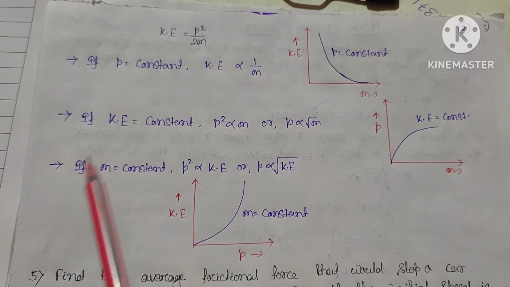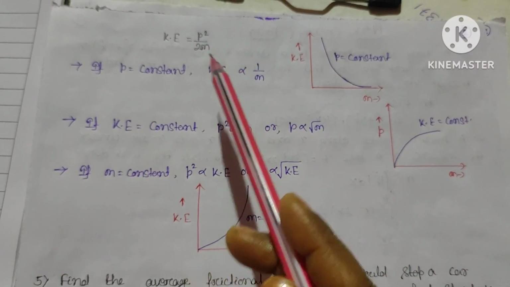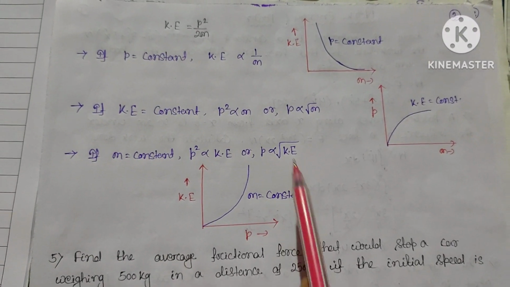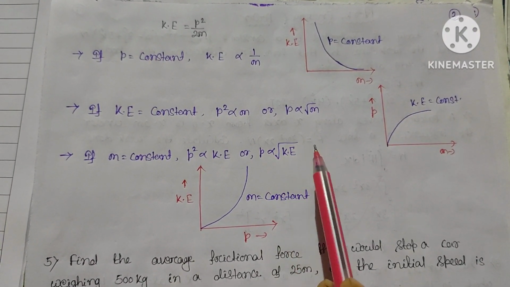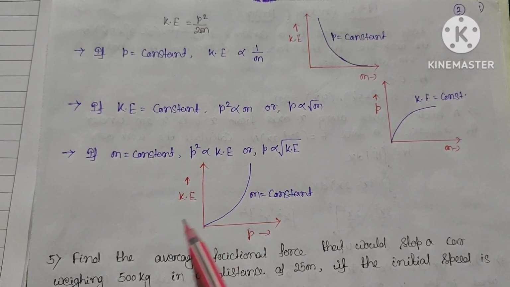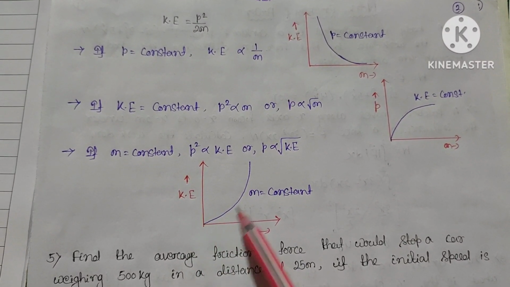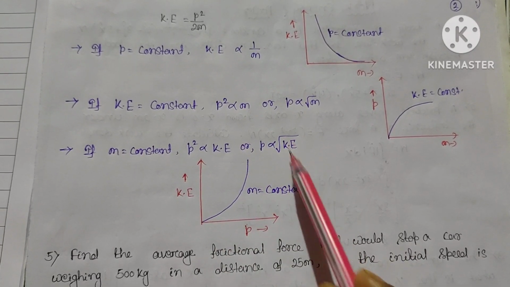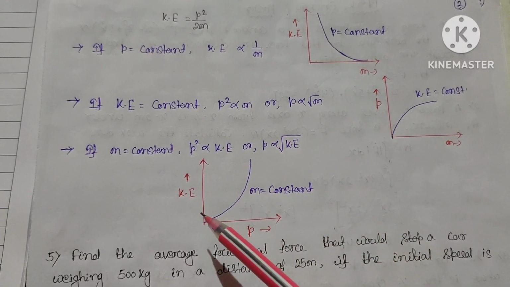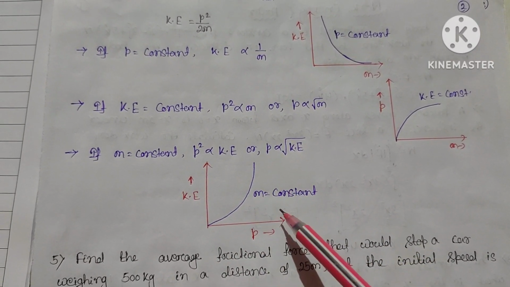Similarly, if mass is constant, then P square is directly proportional to kinetic energy, or we can show that P is proportional to the root over of kinetic energy. If we plot the linear momentum versus kinetic energy graph, it will be a curve like this. This is P proportional to the root over of kinetic energy. So the graph will be like this where m is constant.